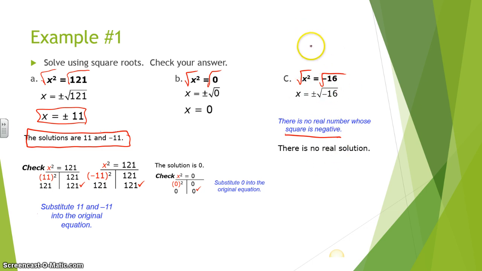So for this one, we say that there is no real solution. If you had minus the square root of 16, the negative sign outside the square root, then that would equal plus minus 4. But that negative sign is inside the square root symbol, so there is no solution, because you can't take the square root of a negative value.